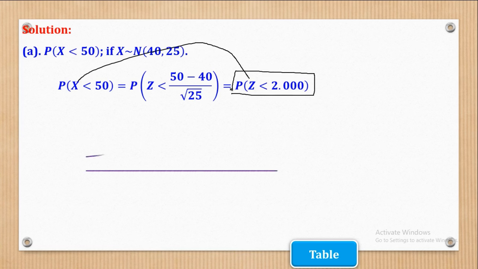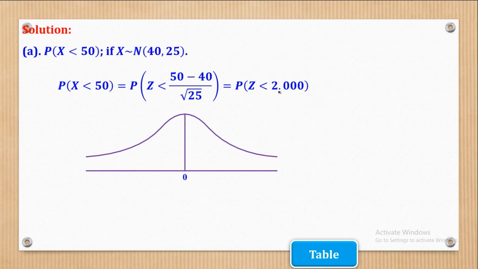We shall first draw a standard normal curve with mean at 0 at the center. Then we shall look at this value. This value is a positive value, meaning that it will lie somewhere in this part, so let us put it there. After that, we shall look at the inequality. The inequality says z less than 2.000. It means that from this value, less than, you shade going to the left. So we are going to shade all that part. Let's do that.